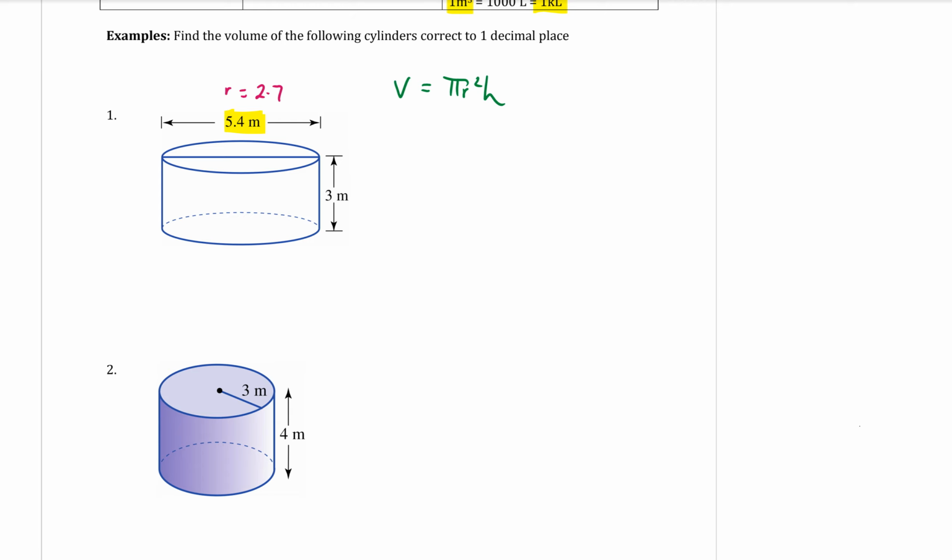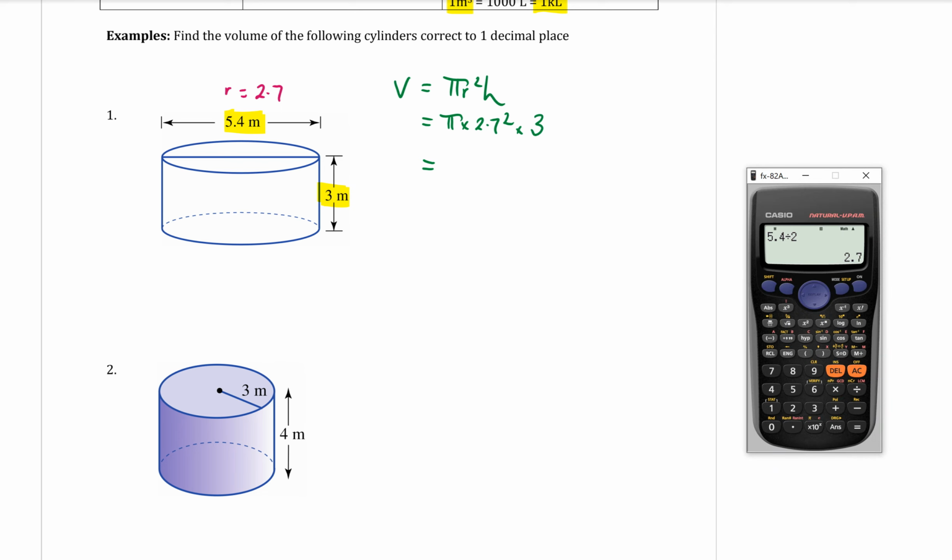Okay, now we are ready to substitute in. So we have pi times the radius, which is 2.7 squared, times the height of the cylinder, which is 3. So formula, substitution, and the third line is your answer from the calculator.